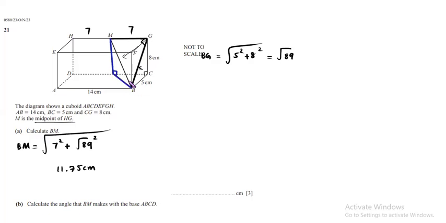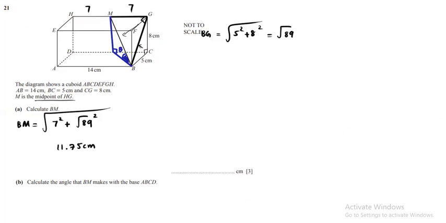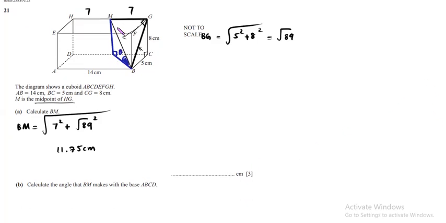So the angle BM makes with the base is the angle that they're asking us to calculate. I need to find that angle. I'm going to label this angle as theta, or we can even label it as X. For us to find that angle, this side is the same as this side, which is 8. So this 8 is the opposite side, whereas the side from B to M is already known to us. We found it previously, which is 11.75.